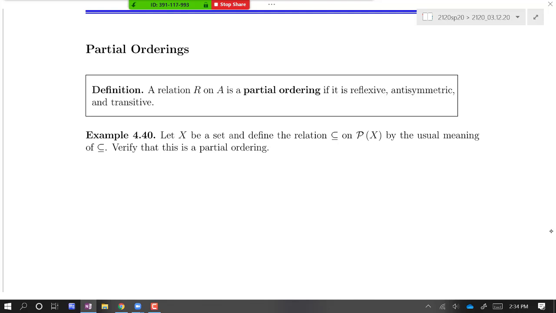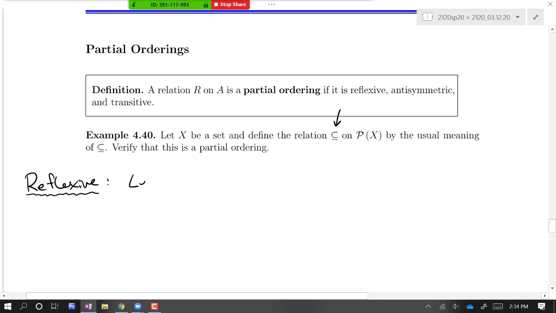So we're going to let X, big X, be some set. And we're defining a relation, which we're using this symbol to denote, and we're using that symbol because it's going to have its usual meaning. We're defining that relation on the power set of X, so the set of all subsets, by the usual meaning. And we're going to verify that this is a partial ordering. So, is this reflexive?